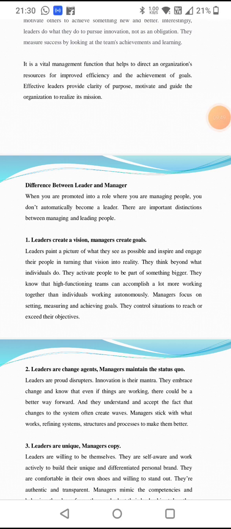So here what happens is they think beyond what individuals do, and they know that high functioning teams can accomplish a lot more working together than individuals working autonomously, right? So this is one of the major differences between a leader and a manager.